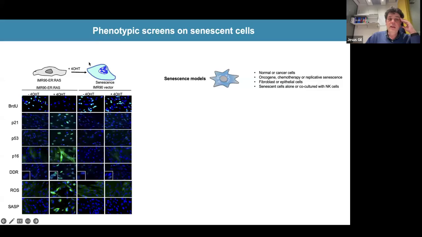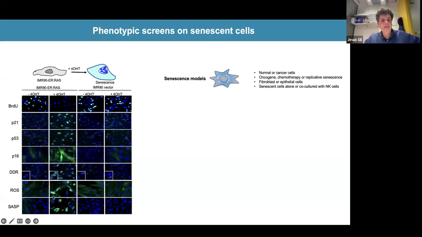A model that we use quite a bit, and that I will show you later on in the talk, is this model of oncogene-induced senescence, where we have fibroblasts expressing a chimeric protein, a fusion of ER and RAS, that can be activated when we add tamoxifen, the ligand of the estrogen receptor, and then it triggers senescence. And when we do that, senescent cells will basically stop proliferating. They will start expressing P16 and P21, these cyclin-dependent kinase inhibitors. We will see DNA damage, we'll see reactive oxygen species, and we will see also the activation of P53 or the induction, the expression of the SASP.